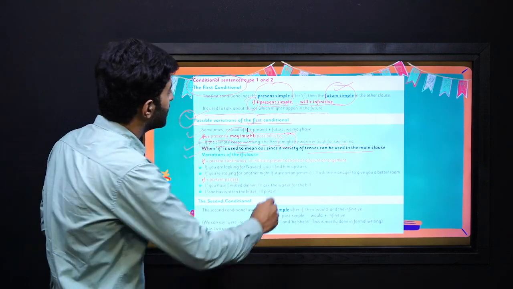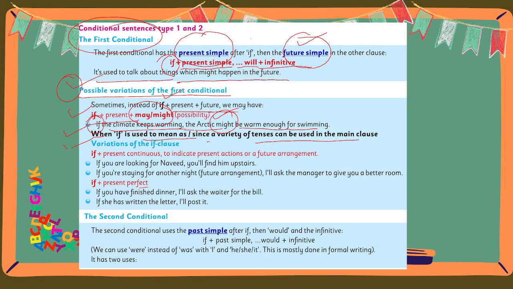First, you can find it with present simple and future simple. Then you can find it with present or future, with possibilities, with your present continuous and present perfect.